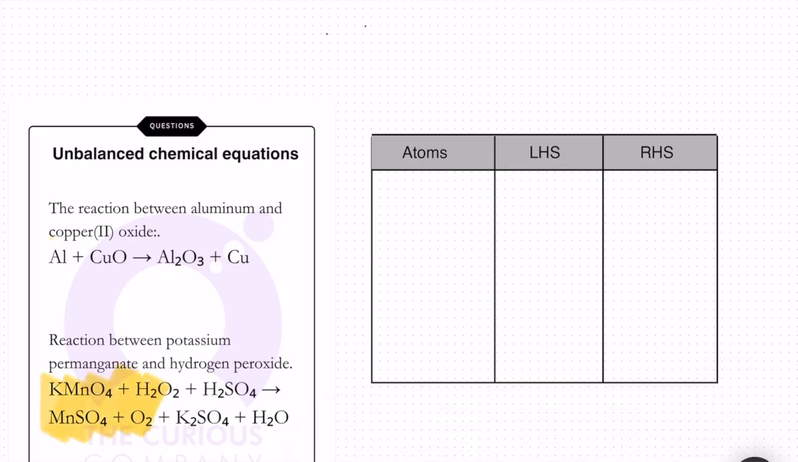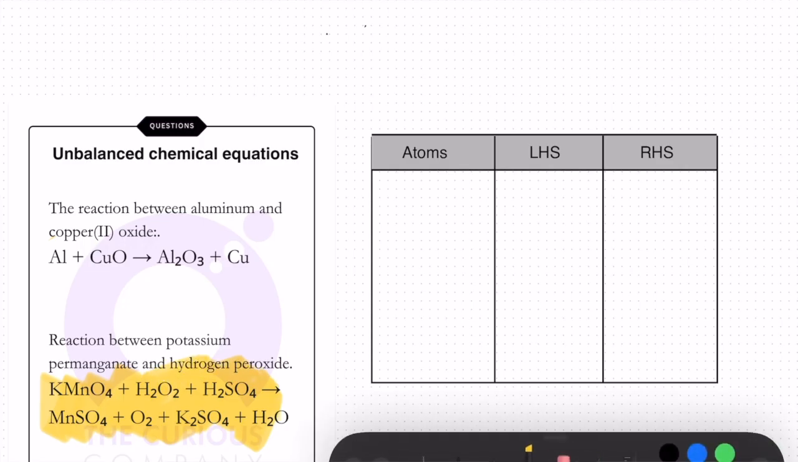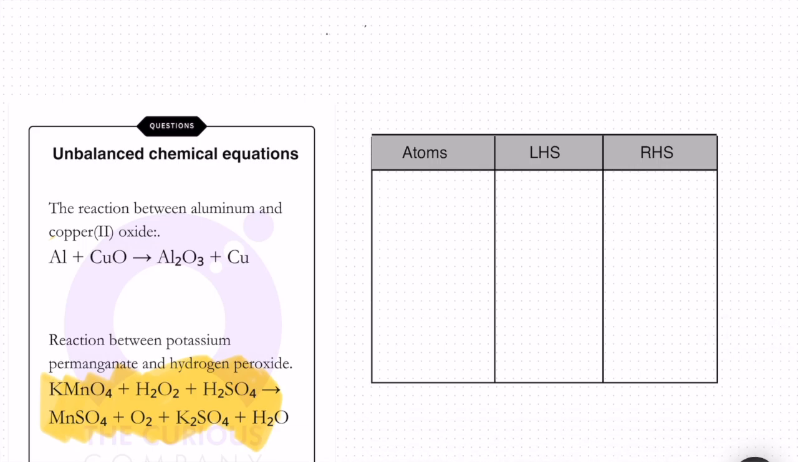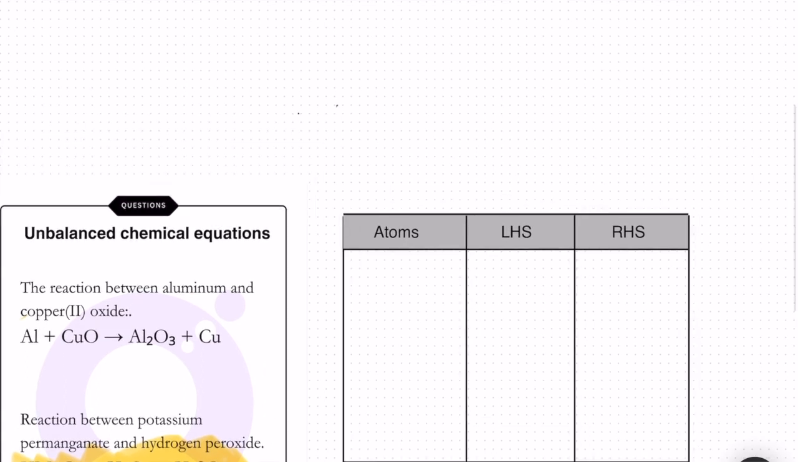Let's consider this equation between potassium permanganate, hydrogen peroxide, and sulfuric acid, which gives rise to manganese sulfate, oxygen, potassium sulfate, and water. Quite a big equation, but nothing to worry about. We'll once again be following a very similar process that we did in the previous problems. So let's write down the equation.